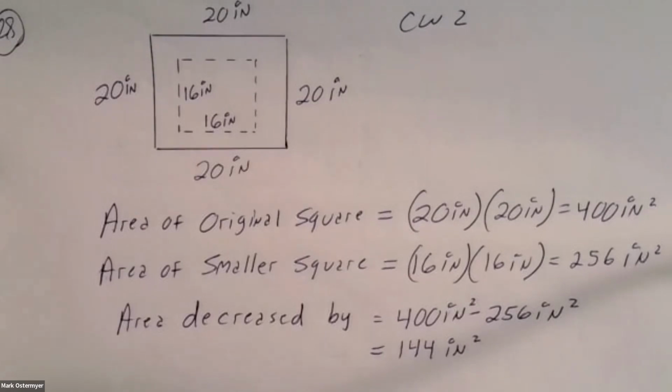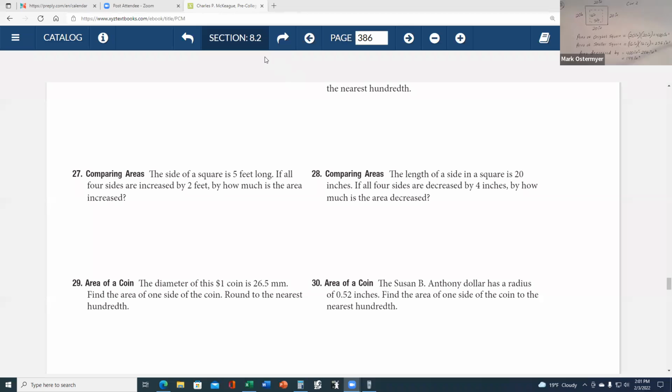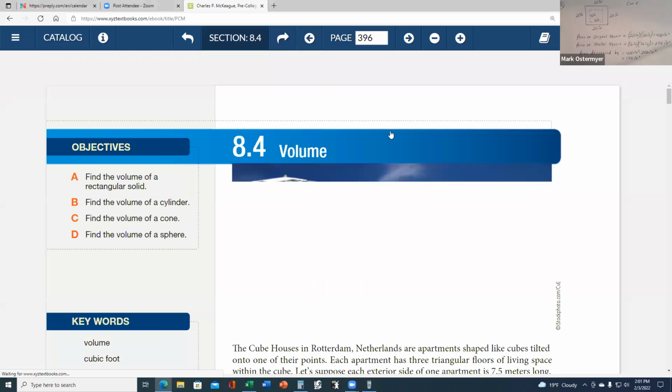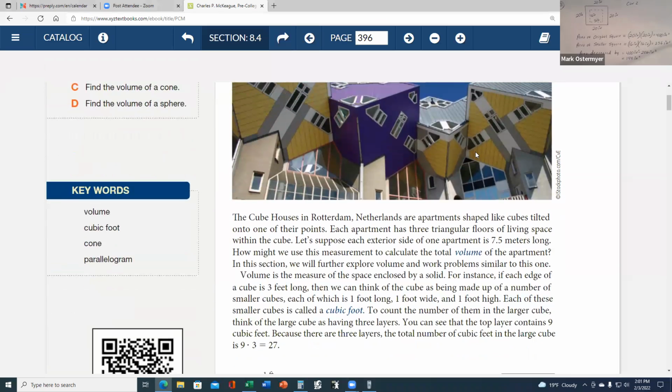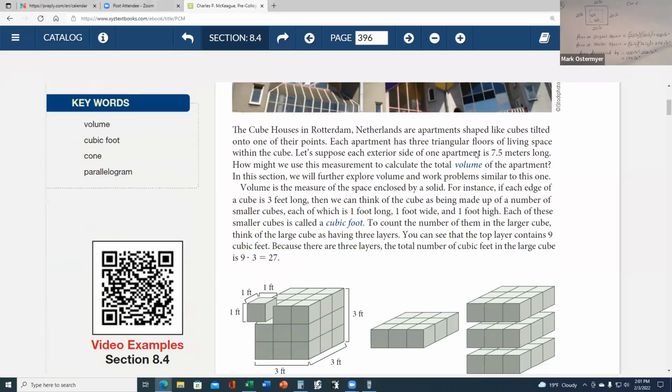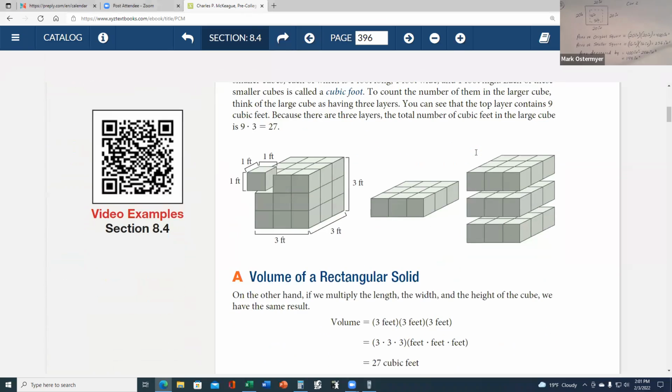All right, ladies and gentlemen, that brings us to the last section here today, which is involving volume. That would be section 8.4. Volume, unlike perimeter, which is a linear measurement, and unlike area, which is a square measurement, volume is a 3-dimensional measurement. So its units are cubic units, ladies and gentlemen, cubic units.